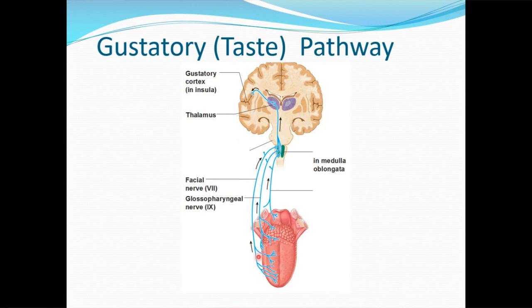Now, the information coming from those neurons goes along the glossopharyngeal nerve as well as the facial nerve. They synapse in the medulla oblongata of the brainstem, and synapse again in the thalamus, because almost everything relays in the thalamus, and then through to the gustatory cortex, which is in the insula. It's that area there. If you take the brain, you pull it open on the side there, there's that cortex inside there. That is the insular cortex, and it's our primary gustatory area. Okay.